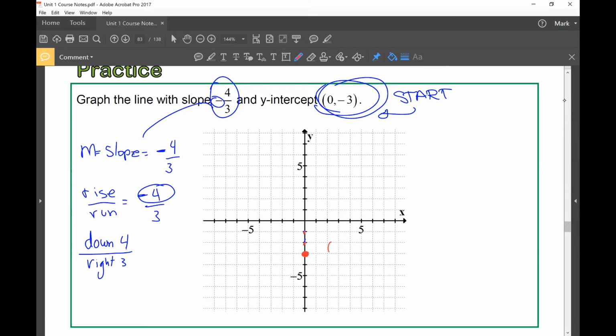I guess I probably should put it on this side. Oops, not happy with that. There we go. Now, what I'm going to do is, because my slope is down 4, I'm going to count 1, 2, 3, 4. And then I'm going to go to the right 3. 1, 2, 3. And I'm going to put a dot here. All right, and that's it. Now I draw a line to connect those dots. So there we go. There's my line. That's it. Finished. Easy. Done.